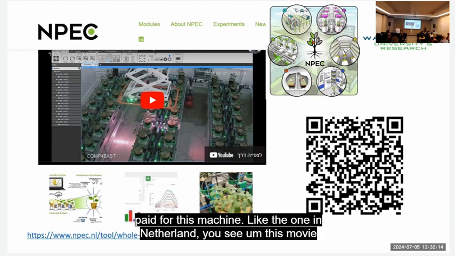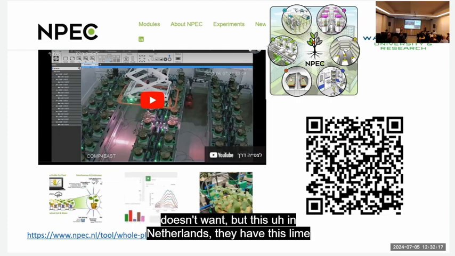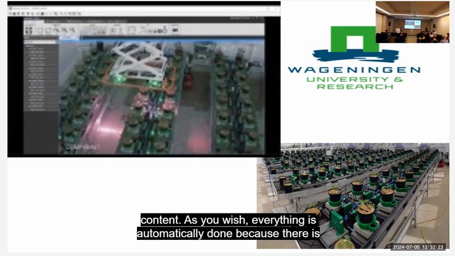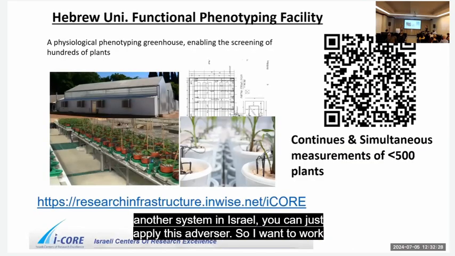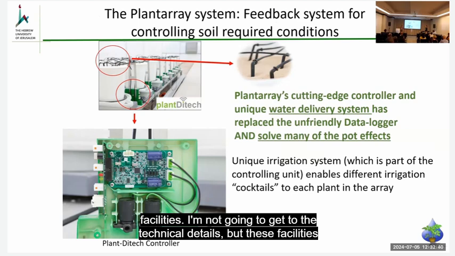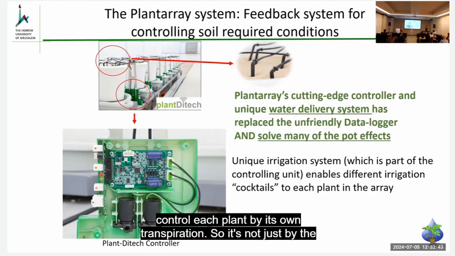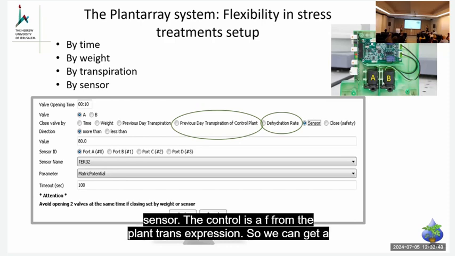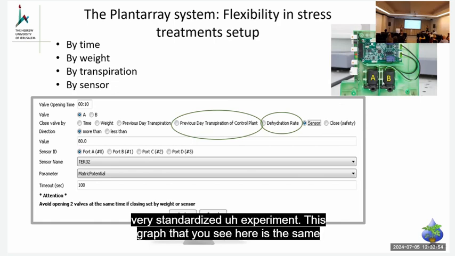like the one in the Netherlands. In the Netherlands, they have this lysimeter machine where each plant can be irrigated and maintain the soil water content as you wish. Everything is automatically done. There is another system in Israel. You can just apply to AgroServe, say, I want to work in this facility, and if your call is accepted, you can use these facilities. I'm not going to get into the technical details, but these facilities control each plant by its own transpiration. So it's not just by the sensor. The control is a feedback from the plant transpiration, so you can get a very standardized experiment.